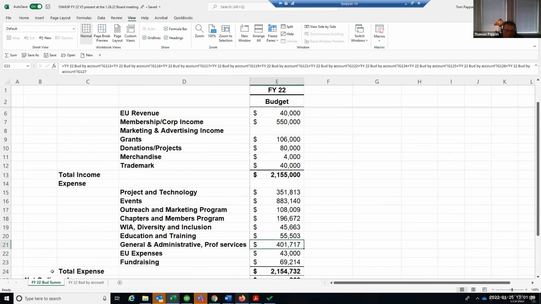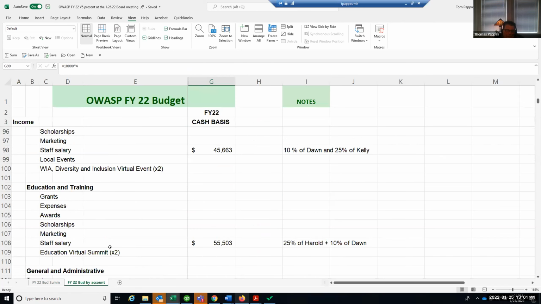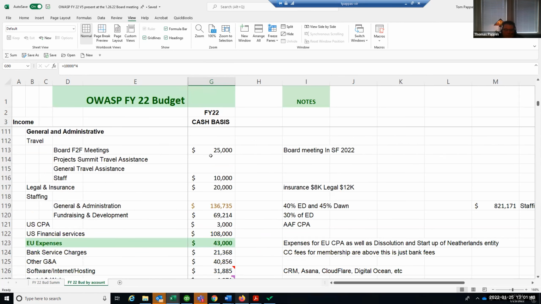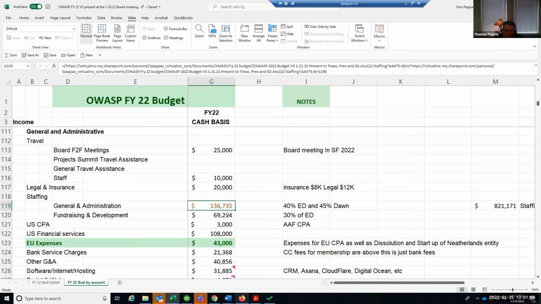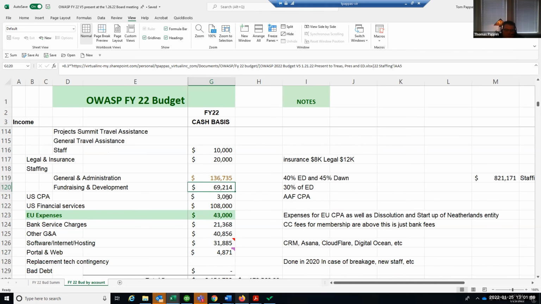We've got for G&A some travel in here for a board face-to-face, some staff travel. The insurances are about 8,000, so the rest of it would be legal. Staff time for G&A as well as fundraising. This is for our 990. We will have to do an audit in 2023 for 2022. So for 2021, it will just be the creation of the 990.